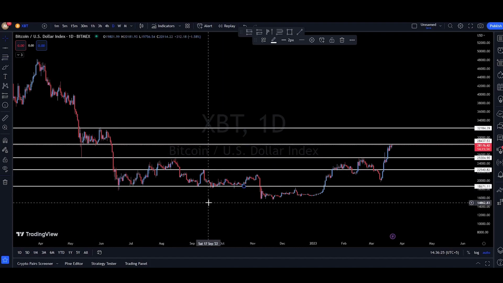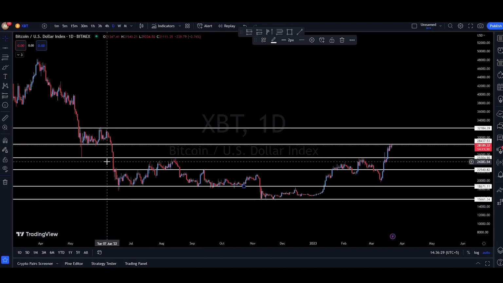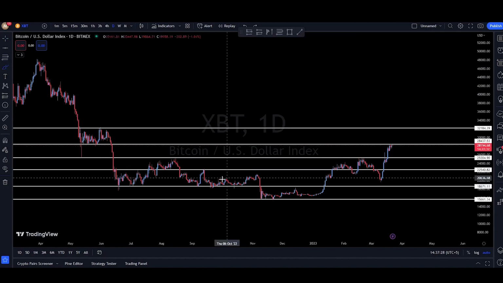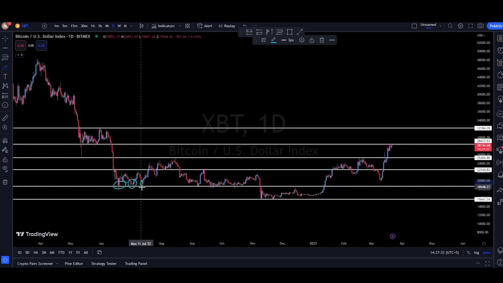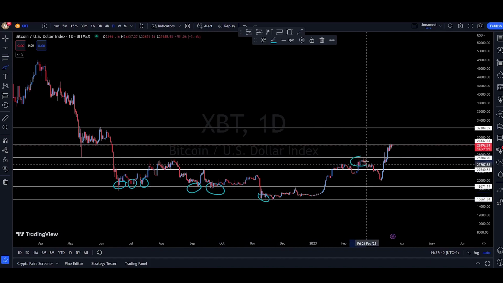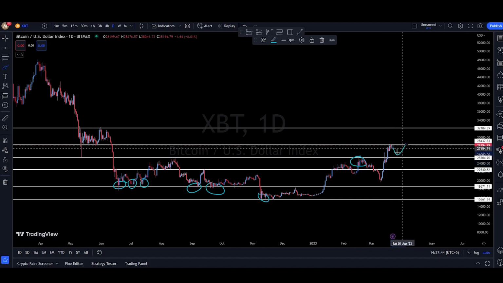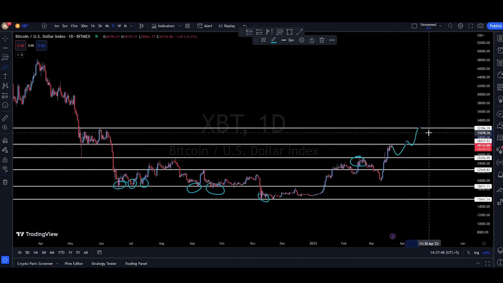To confirm that a level is indeed a support or resistance level, you can look for multiple touches or bounces off that level. The more times the price has touched or bounced off a level, the stronger that level is likely to be.